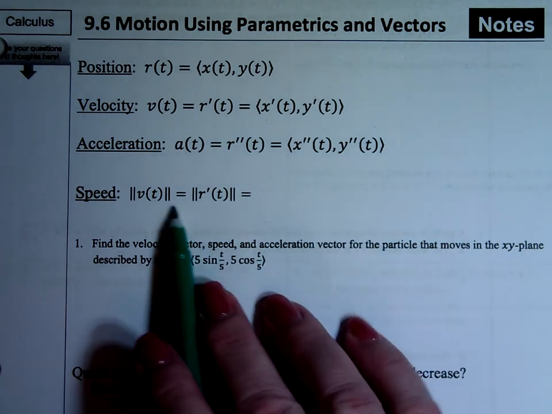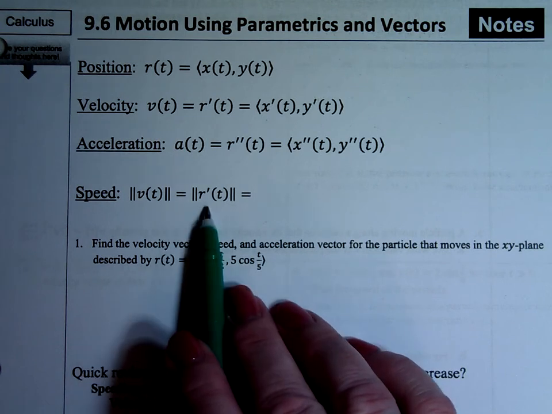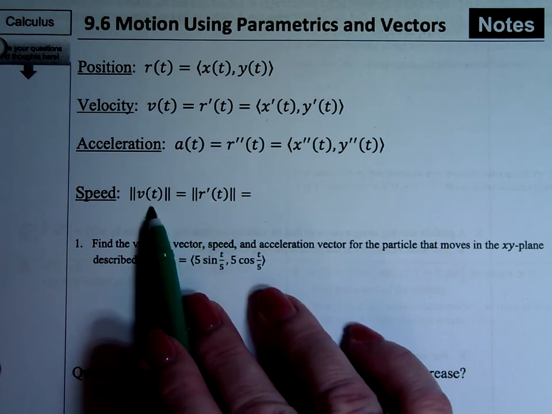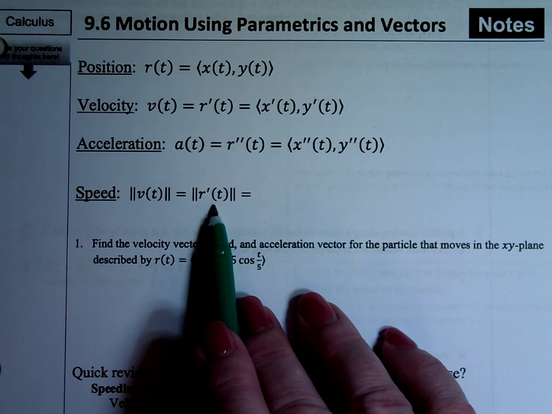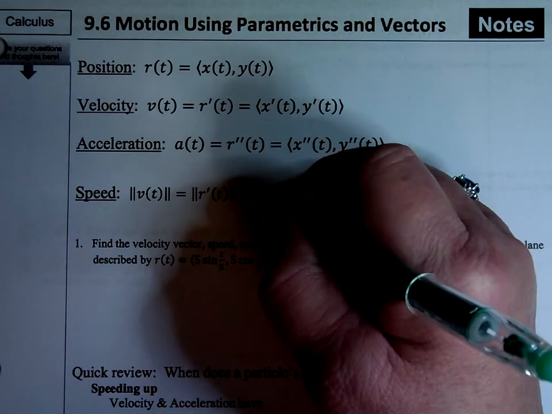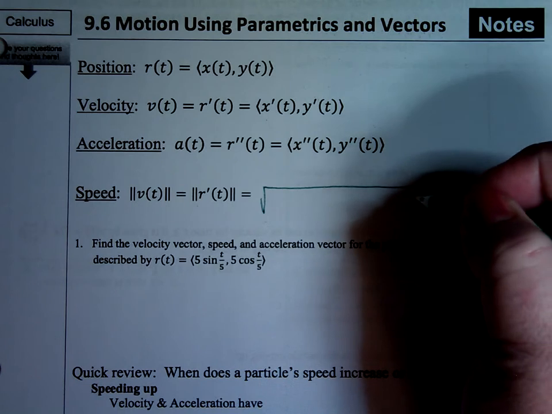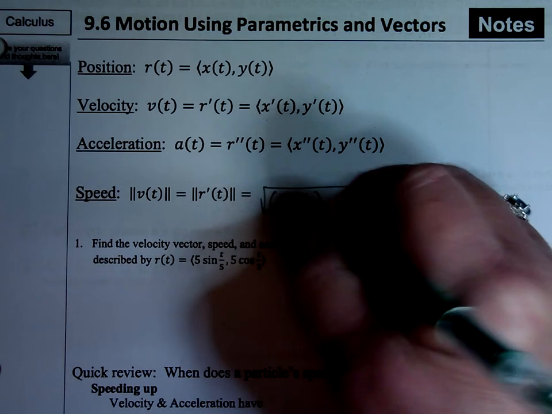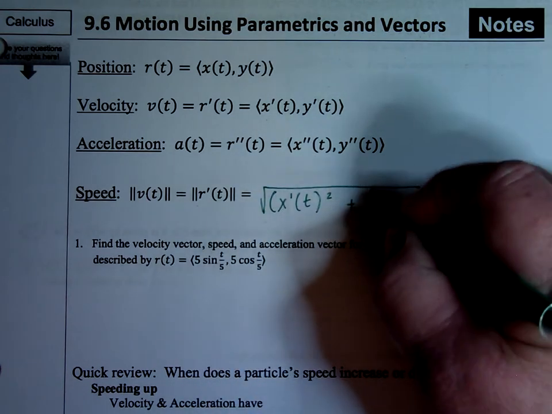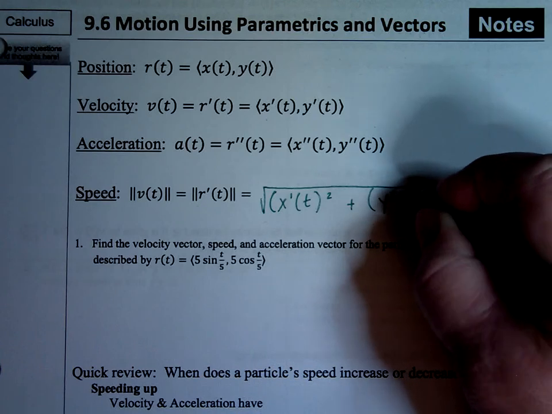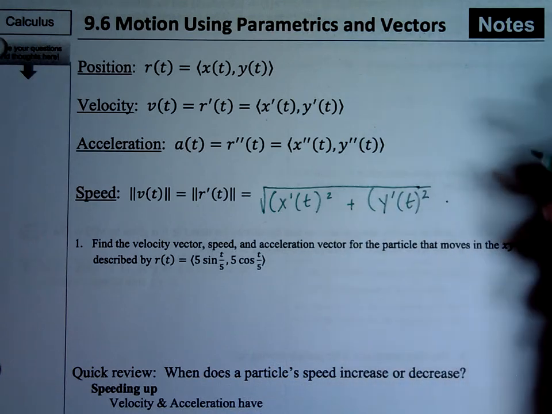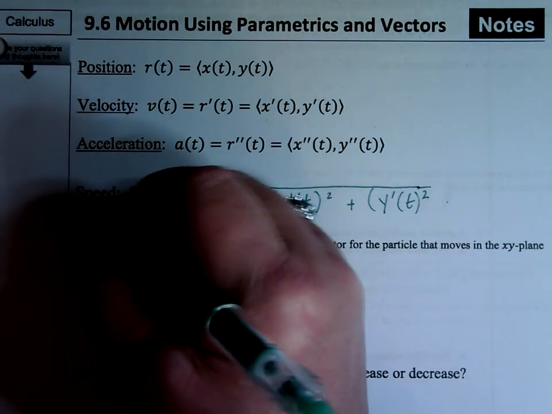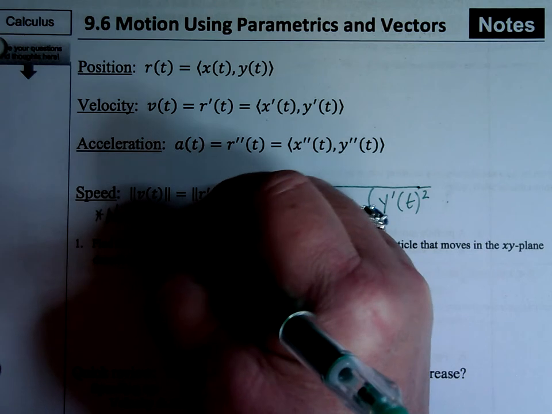Speed, they use this crazy notation for speed. It is the absolute value of velocity, or the first derivative of position. And here's how you find it. This one is not a vector for our situation. So it is the square root of x prime of t, quantity squared, plus y prime of t, quantity squared, and that's it, not a vector. Okay, so we want to make note of that. I'll put it down here. Not a vector.